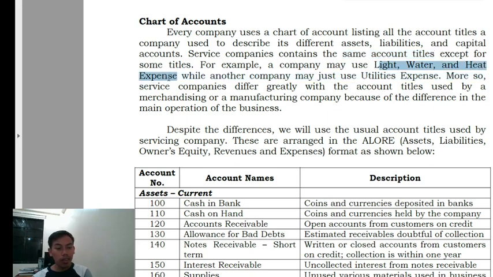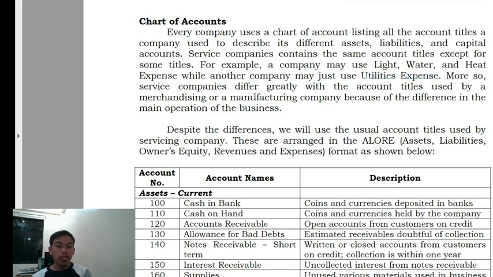Kasi a company may use light, water, and heat expense, but other companies may use utilities expense. O, lahat yan, pareho lang. Magkaiba lang yung account title, pero the same ang ibig sabihin yan. The same ang kinekwenta ng account na yan.